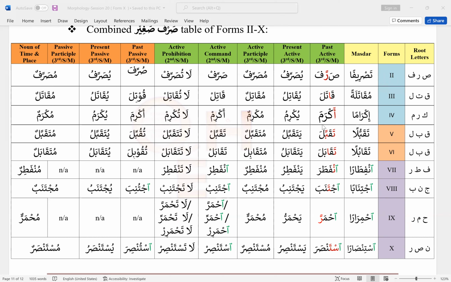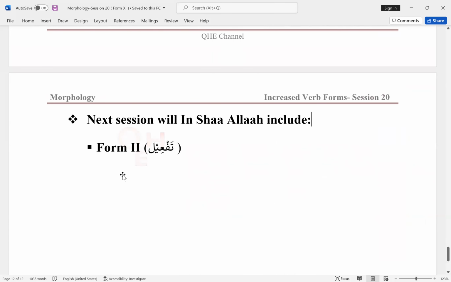Inshallah, from the next session we'll do the other forms. We will start with form 2, sarrafa yusarrifu, and the masdar is tasrifan, or we can say taf'il, inshallah. So that will be our next session. We will go over form 2.